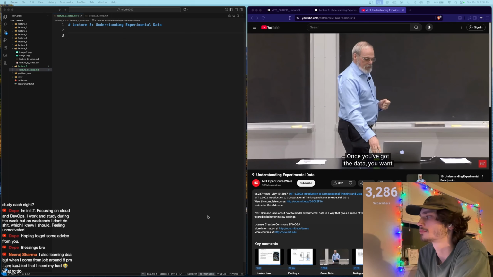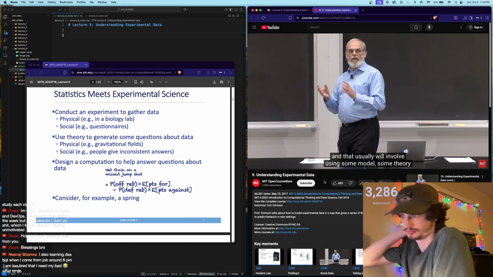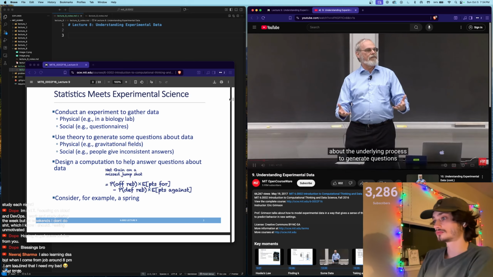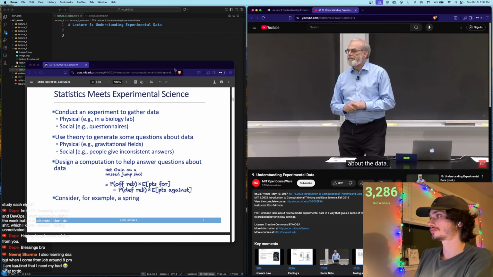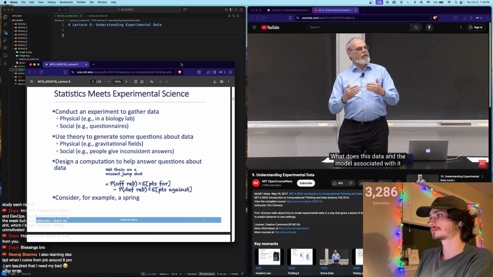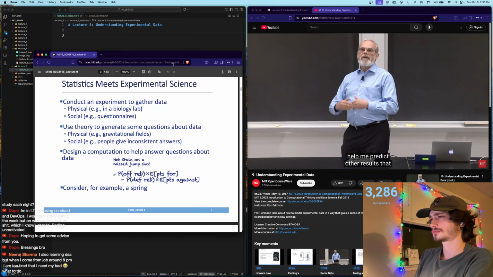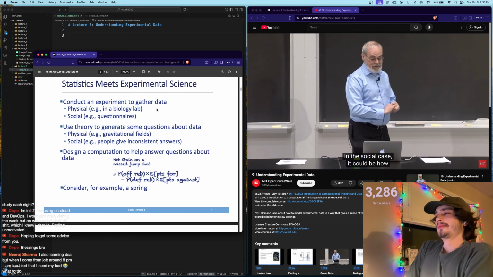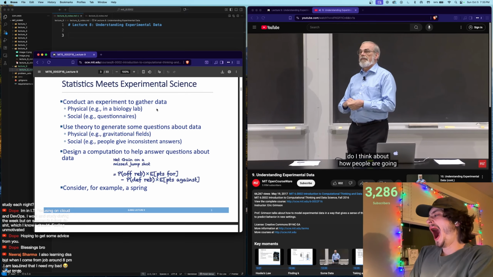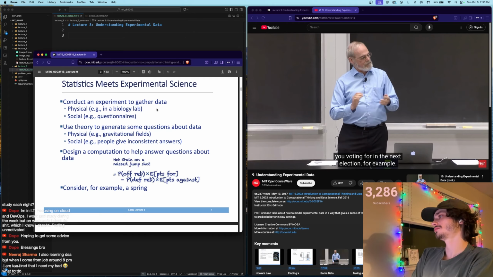Once you've got the data, you want to think about what can I do with it. Usually that will involve using some model, some theory about the underlying process to generate questions about the data. What does this data and the model associated with it tell me about future expectations? Help me predict other results that will come out of this data. The social case could be, how do I think about how people are going to respond to a poll about who are you voting for in the next election, for example.